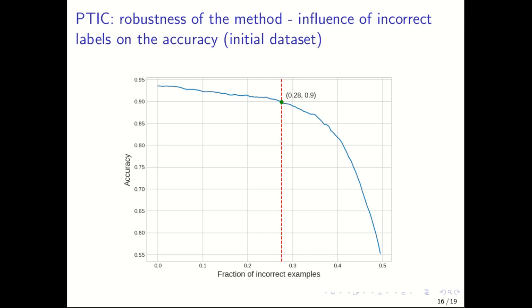From the figure, we can see that our method is very robust. Only after replacing 28% of examples with incorrect labels does the method start showing an accuracy of less than 90%. These results are quite promising, and we would like to investigate them in the future, especially if we can obtain true classes for validation datasets.